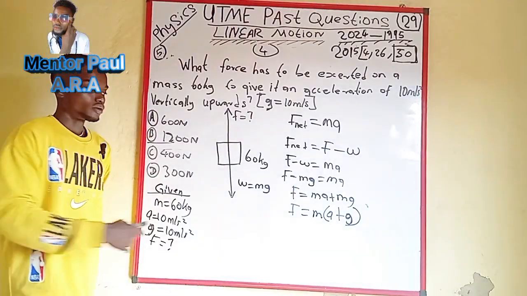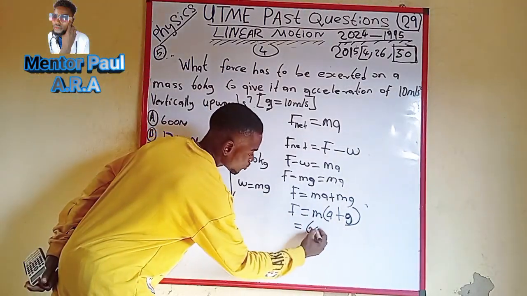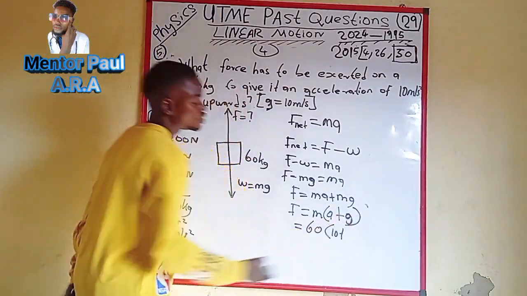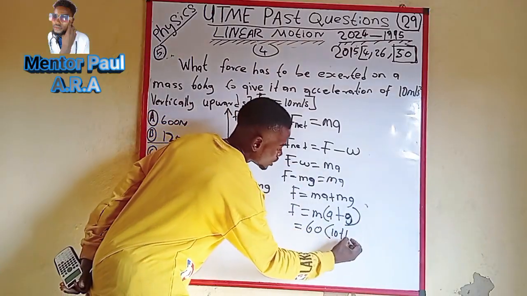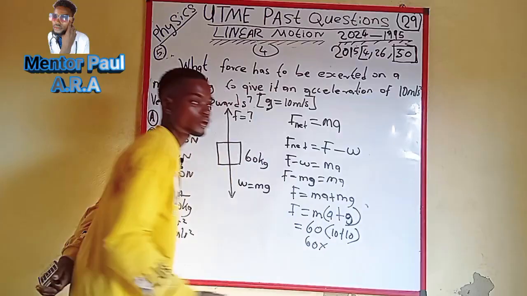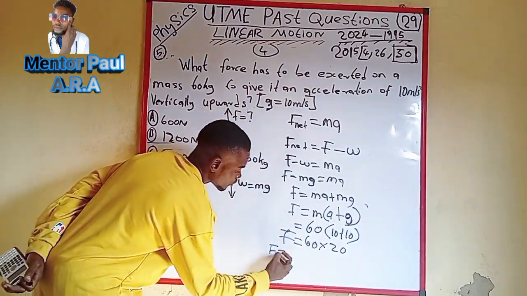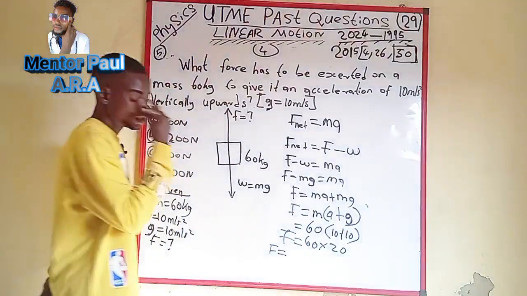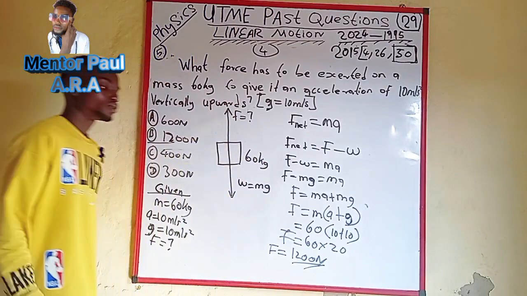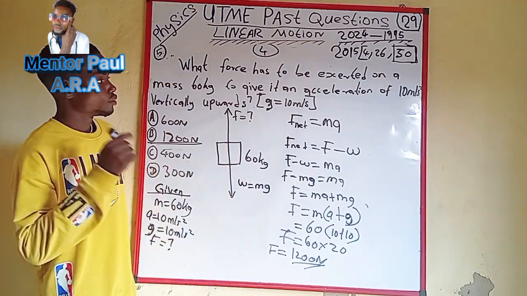Now I have to substitute my values. F is equal to m, which is the mass, 60, multiplied by the acceleration, which is 10, plus the acceleration due to gravity, which was given as 10. Hence 60 multiplied by 10 plus 10, which is 20, and this is the force. The force finally is 60 times 20, which gives us 1200, and the unit is newtons. Looking at the options, we have it to be option B.